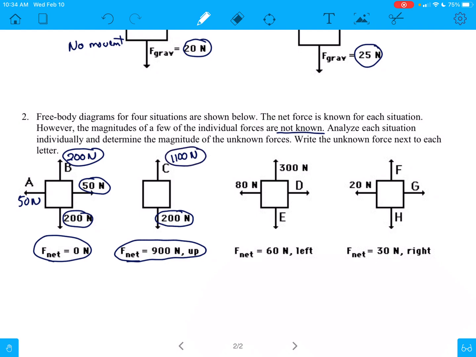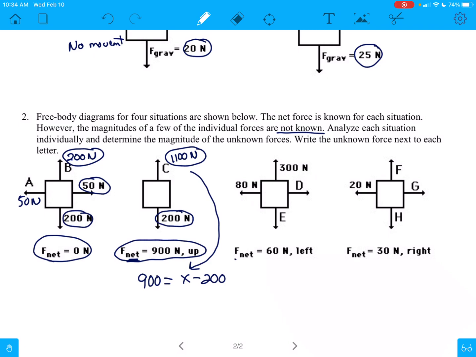How did you get 1100? Why isn't it like 700? Well, because it says the net force. So that's going to look like this. If we have 900 here, that's going to be x minus 200, right? Oh my gosh, not algebra, Miss Bowman. No, not the algebra. And this is x. Okay, that's how that works.